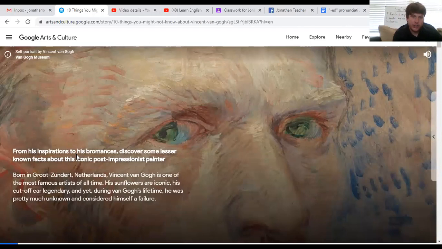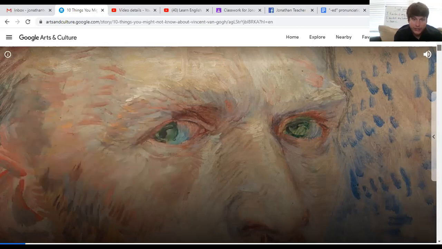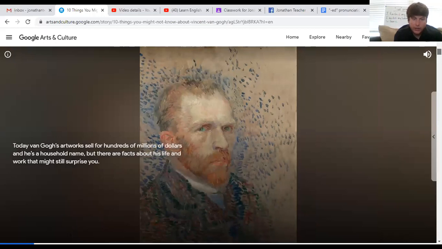From his inspirations to his bromances, discover some lesser known facts about this iconic post-impressionist painter. Born in Groot-Zundert, Netherlands, Vincent van Gogh is one of the most famous artists of all time. His sunflowers are iconic, his cut-off ear legendary, and yet during Van Gogh's lifetime, he was pretty much unknown and considered himself a failure. Today, Van Gogh's artworks sell for hundreds of millions of dollars, and he's a household name, but there are facts about his life and work that might still surprise you.